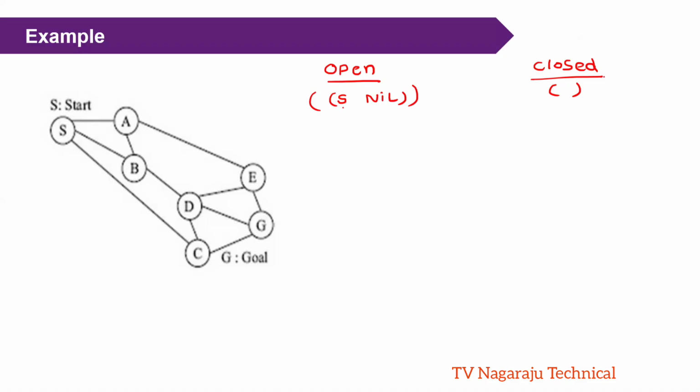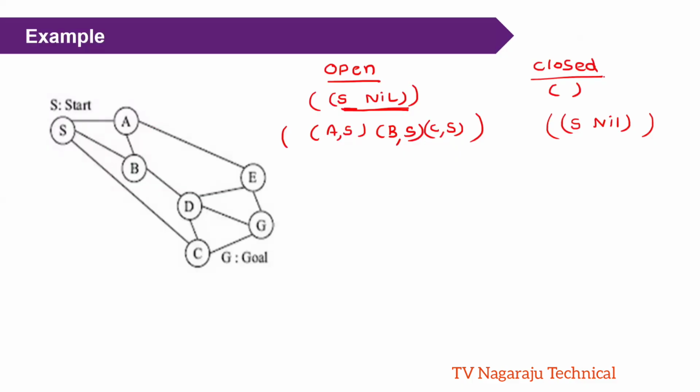Now what is the next step? You need to expand this one. What are the children of S? A, B and C. Now A comma B comma C are added to open: A comma S, B comma S, C comma S. All these are added to open. Immediately this is visited. Remove this one and place it here. S comma nil is placed in the closed list.